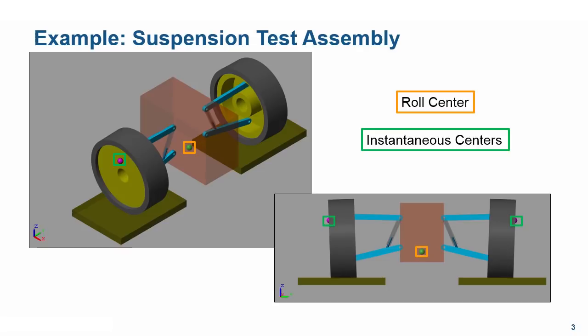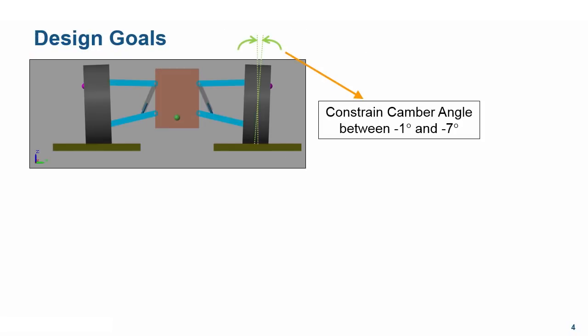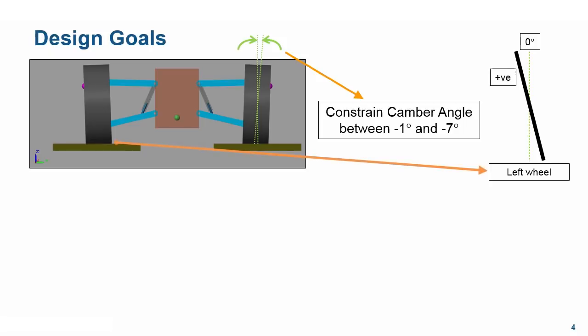Given that we have this configuration, let's take a look at the example suspension design goals or requirements for our model. First goal is to constrain the camber angle of the wheels between -1 and -7 degrees. Camber angle of a wheel is measured with respect to the vertical. For the left wheel, positive camber looks like this, and a negative camber looks like this. A negative camber gives the car better grip when cornering, so that is what we would be optimizing for.